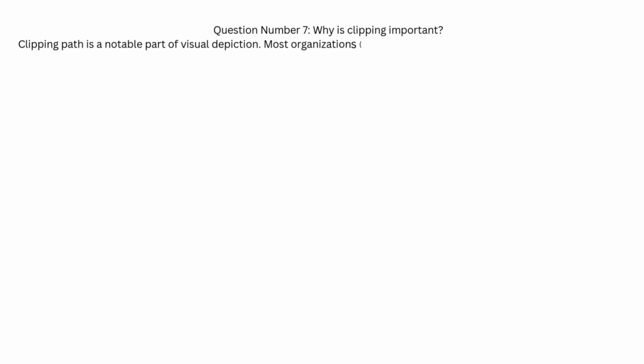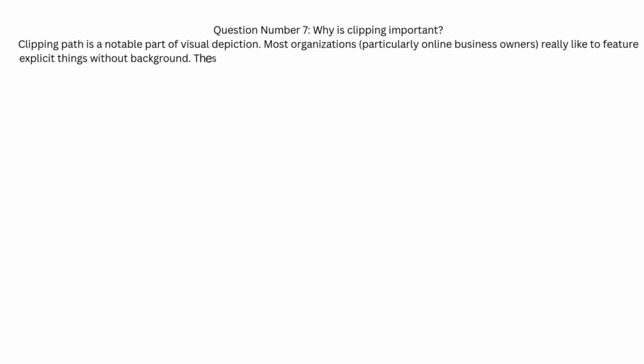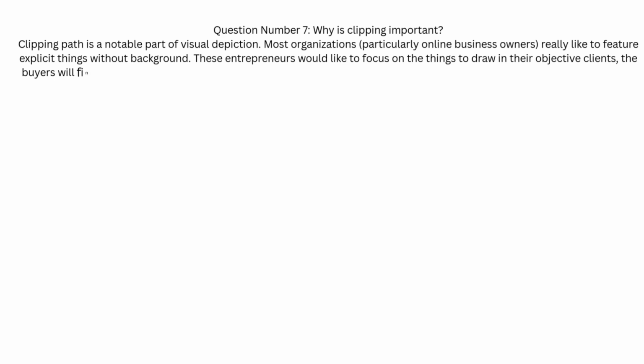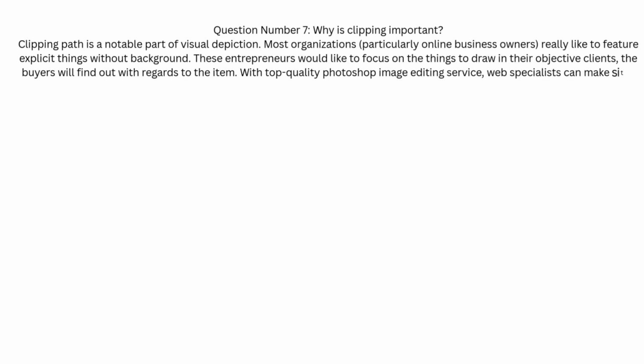Question number 7. Why is clipping important? Clipping path is a notable part of visual depiction. Most organizations, particularly online business owners, really like to feature explicit things without background. These entrepreneurs would like to focus on the things to draw on their target clients, so the buyers will find out about the item. With top-quality Photoshop image editing service, web specialists can make sites that include high-effect pictures intended to draw customers' attention.